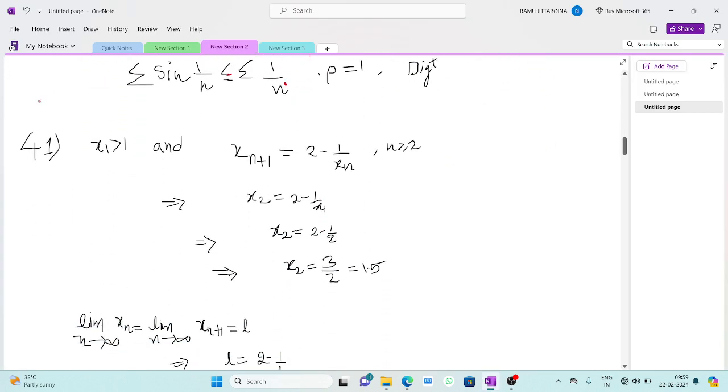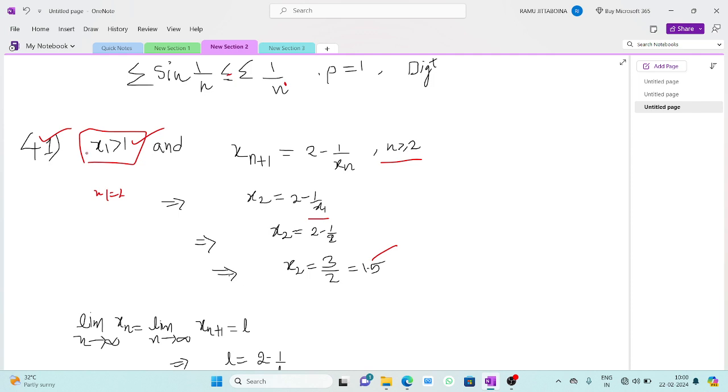That is question 41. x1 is greater than 1, meaning the x1 value could be 2 or 1.5, whatever it is, which is greater than 1. And x(n+1) is equal to 2 minus 1 by xn for n greater than or equal to 2. So I substitute n equal to 2 and get 2 minus 1 by x1. So x2 is equal to 2 minus 1 by x1, and we know that x1 is greater than 1, so I just consider x1 as 2. So I get 3 by 2, and that is 1.5.